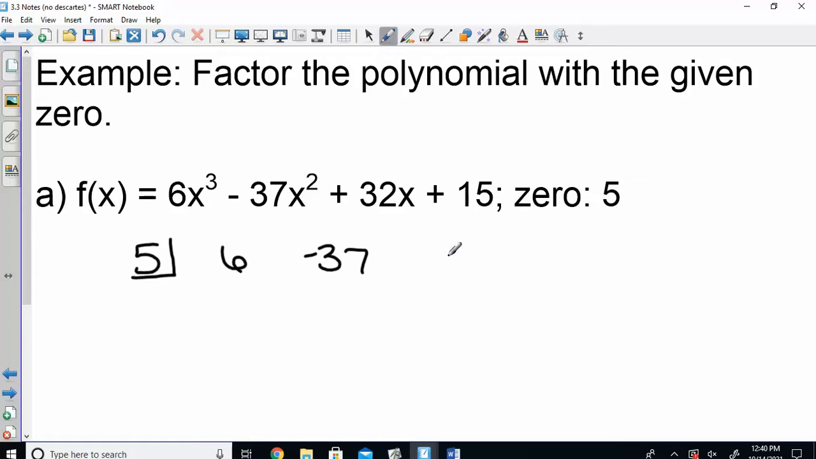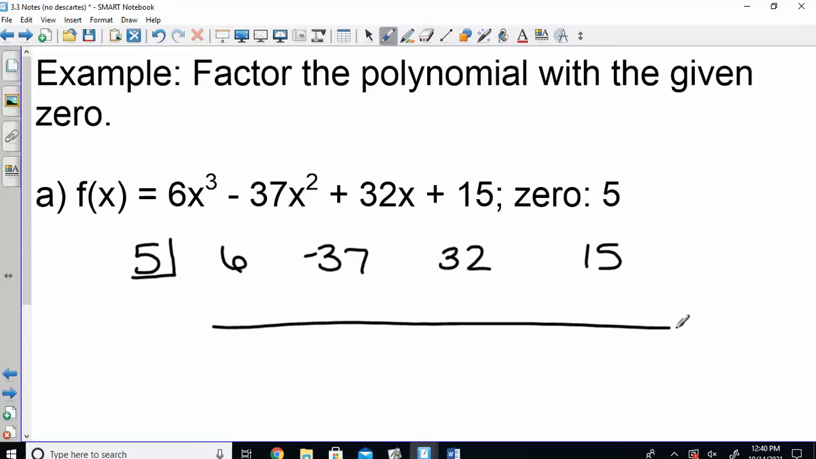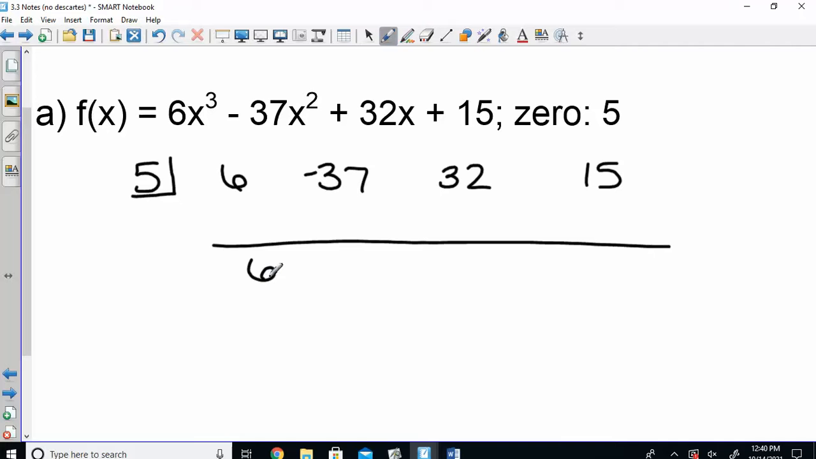And what will I get for my remainder when I do this? 0. I already told you it works, so if you don't get 0, you have made a mistake. Alright, so my 6 comes down. 30, so that's -7. How does this help me?